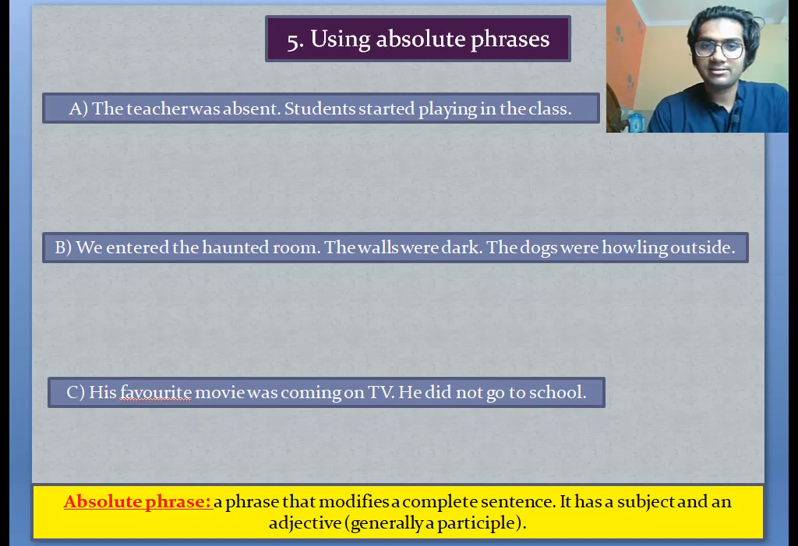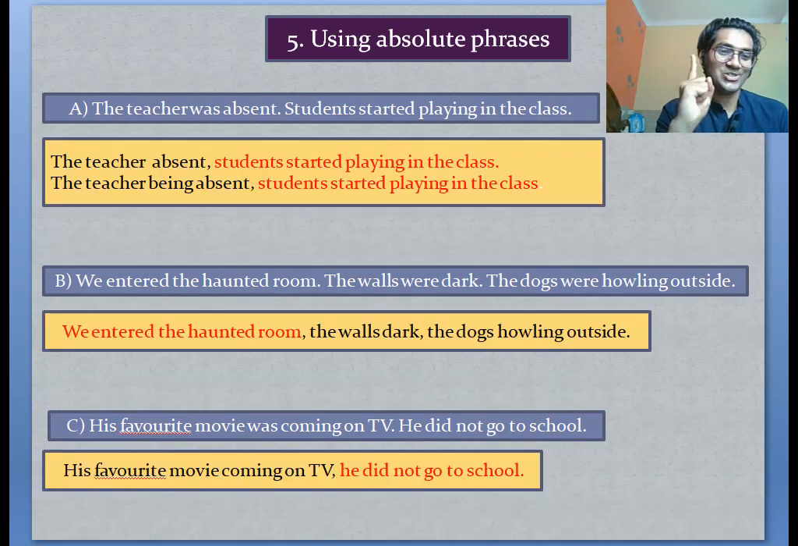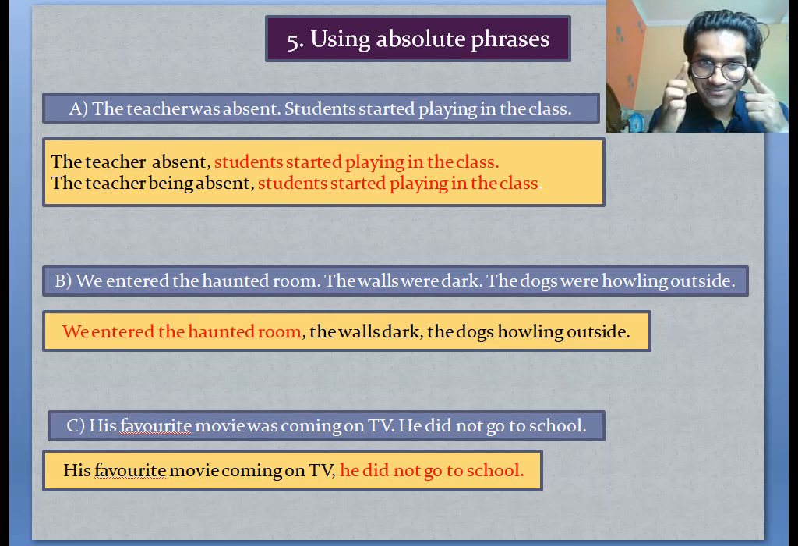Okay. Examples. The teacher was absent. Students started playing in the class. We entered the haunted room. The walls were dark. The dogs were howling outside. His favorite movie was coming on TV. He did not go to school. Okay. So we've got two sentences in the first and the third example, and we've got three sentences in the second example. Let us change them into just one. Just one is enough. Let's do it.